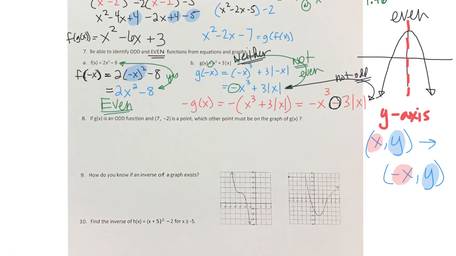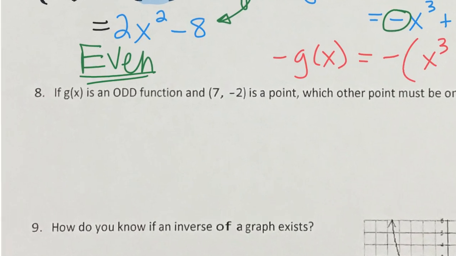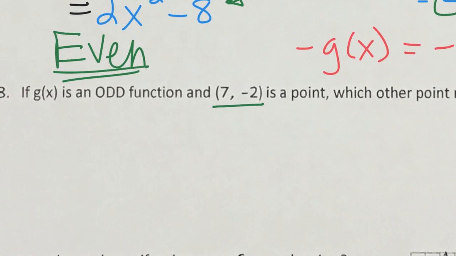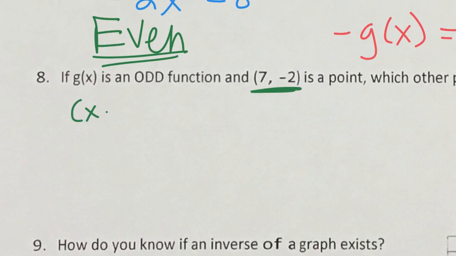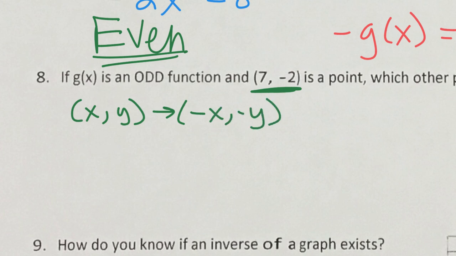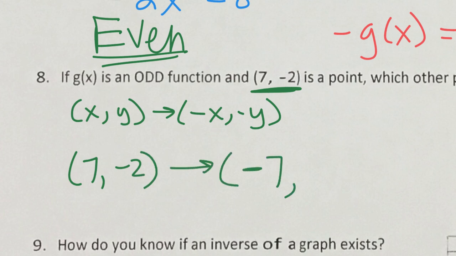Oh, so number 8 is asking us that question. If g of x is an odd function and (7, -2) is a point, what other point must be on the graph? We just got over saying that every point has an opposite point on the graph if it's odd. Which means if I have the point (7, -2), that's going to end up at (-7, 2). Both of your numbers change their signs. A positive became a negative, and a negative became a positive. That's true for all odd functions.